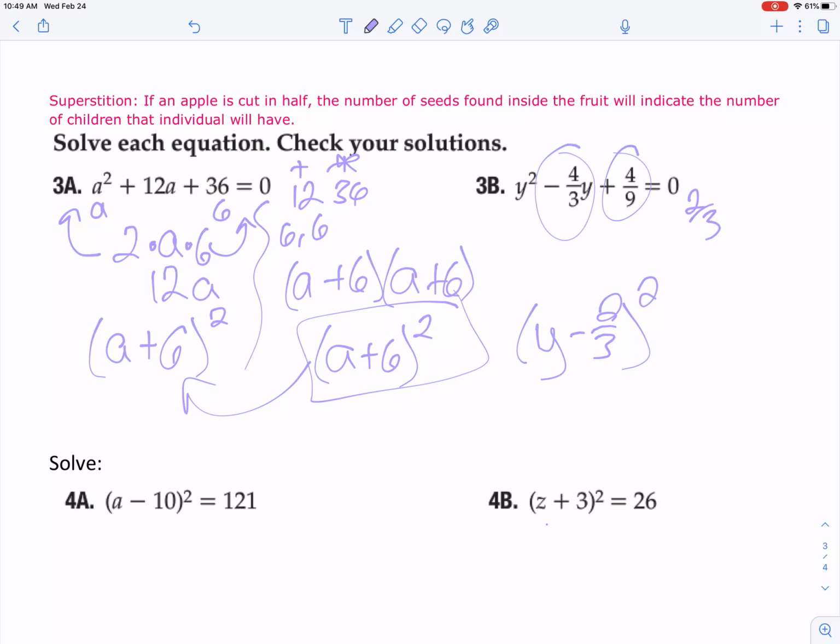Is this the same as 2 times the square root of this part, which would be y, and the square root of this part, which would be 2/3? And that looks like it would be 4/3 y. Because it's negative, it means that it must have been a negative 2/3. So it's just y minus 2/3, squared.